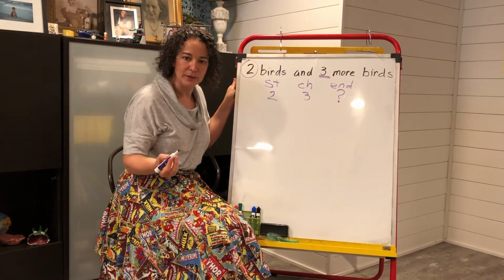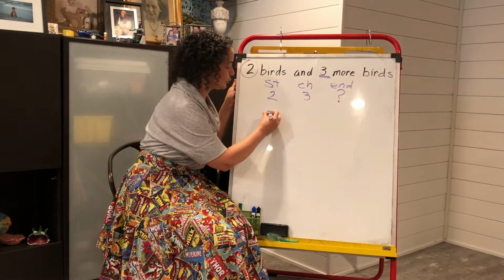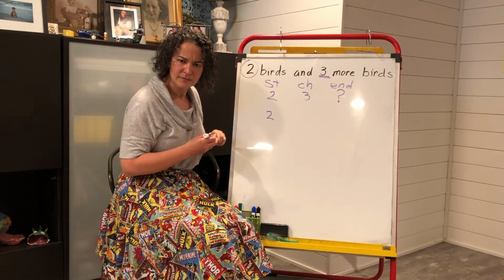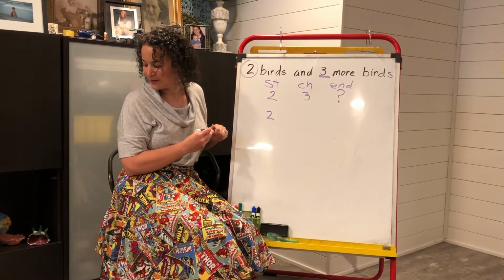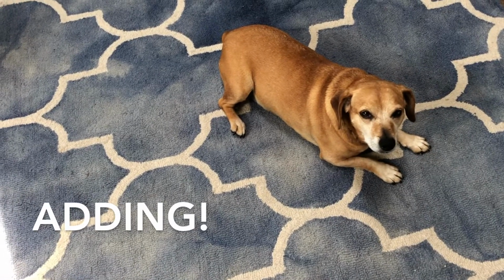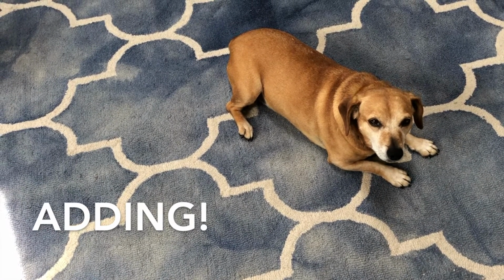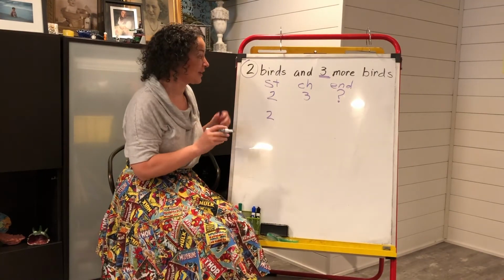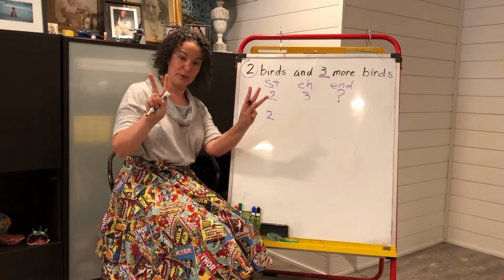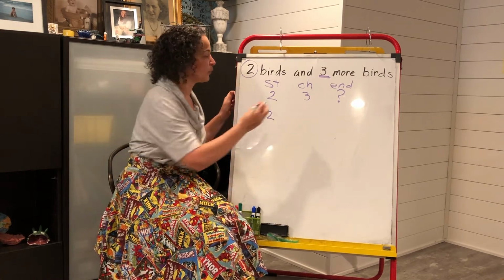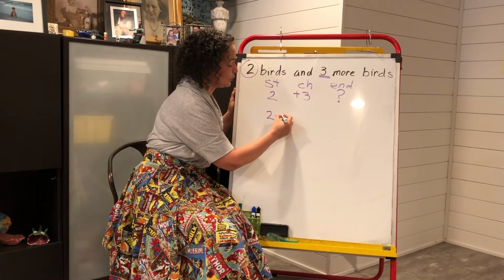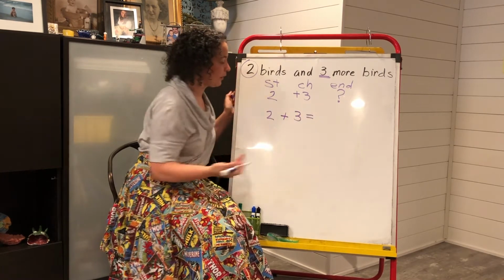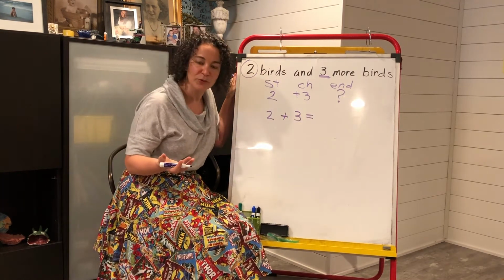So let's turn it into a number sentence. 2, are we adding or subtracting? Penny, are we adding or subtracting? Penny says we're adding because we're taking 2 and then 3 more are coming. So we're adding, we're putting them together. So 2 plus 3 is going to equal our variable, our thing we don't know.